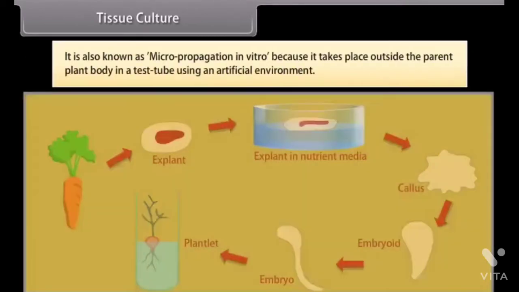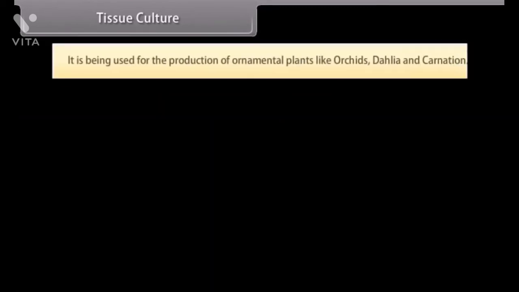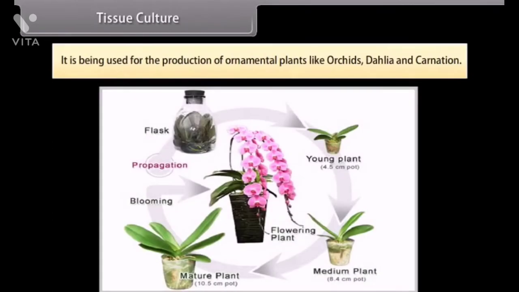It is also known as micropropagation in vitro because it takes place outside the parent plant body in a test tube using an artificial environment. It is being used for the production of ornamental plants like orchids, dahlia, and carnation.